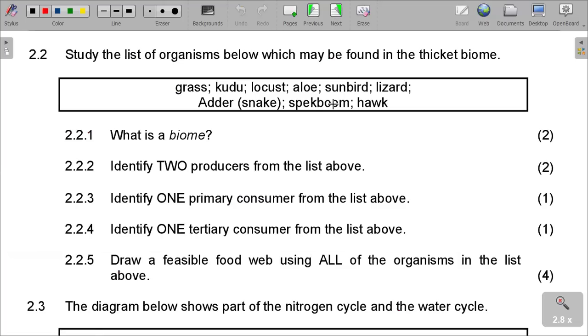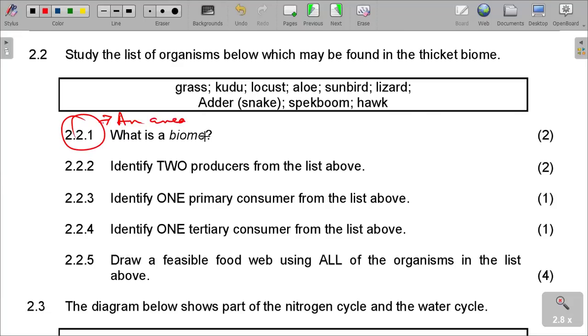Study the list of organisms below which may be found in a thicket biome. Organisms that can be found in a thicket biome. 2.2.1. First question is saying, what is a biome? I'm sure that we have seen this quite a lot from the start. What is a biome? We are saying it's an area with a distinct climate together with the plants and animals that live there.